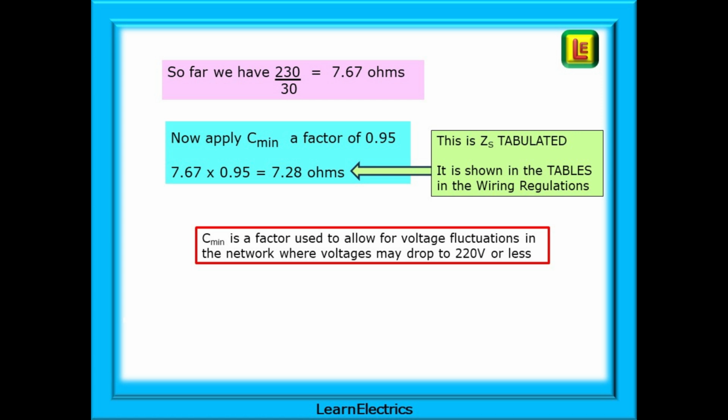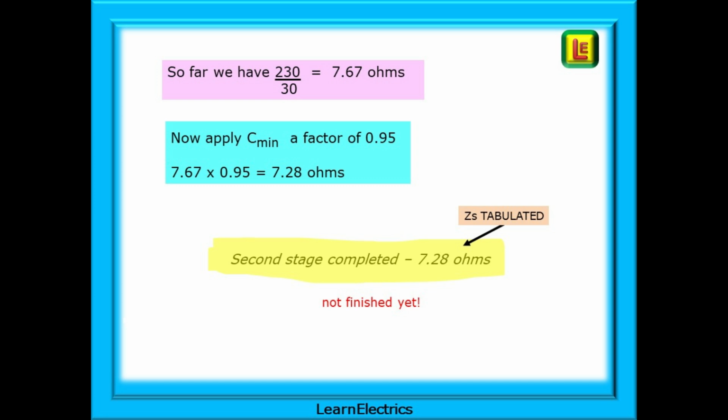This is ZS tabulated, where tabulated means that it is shown in the tables in the wiring regulations book. A C min factor, C minimum, is a factor that is used to allow for voltage fluctuations in the network where voltages may drop to 220 volts or less. It will make ZS smaller, more critical. And that is the second stage completed. ZS tabulated is 7.28 ohms as shown in the tables. But we're not finished yet.